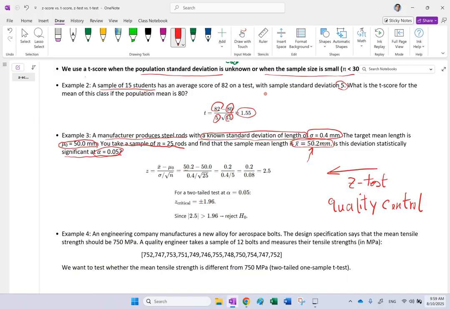The average of the sample is 50.2. The average of the population we should shoot for is 50. The standard deviation of the population we know is sigma, and since it's a sample, we need to divide it by the square root of n, which is 25. If we calculate, we find that z is 2.5. This is the z-score that we found through the sample.